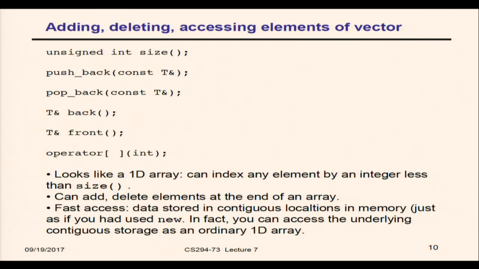Remember when we talked about locality in space, locality in time, caching? Part of the definition in the specification for vector is that the data is stored in a contiguous block, as if it had been allocated with new. So it's a large chunk of data. What that says is that as you walk through the data one by one, you are accessing adjacent locations in memory. That's a good thing from the point of view of getting cache reuse and other things that improve performance on systems. In fact, you could access the underlying contiguous storage as if it were an ordinary 1D array. You could grab the location of the front, take its address, and treat it as if it were an array.